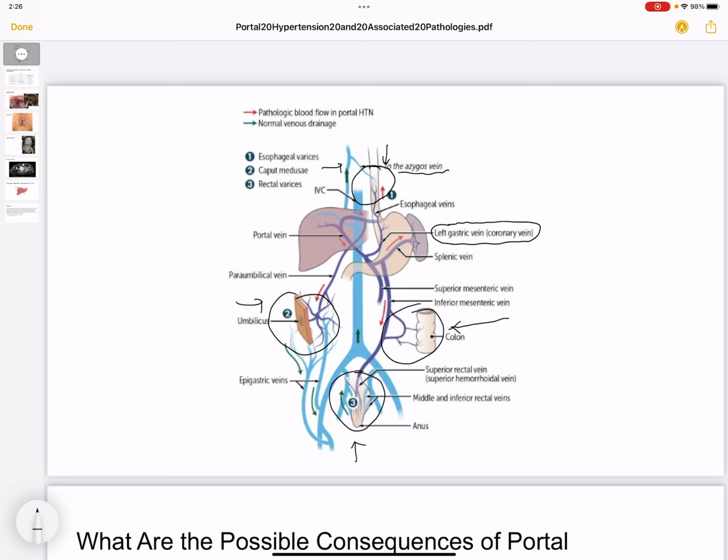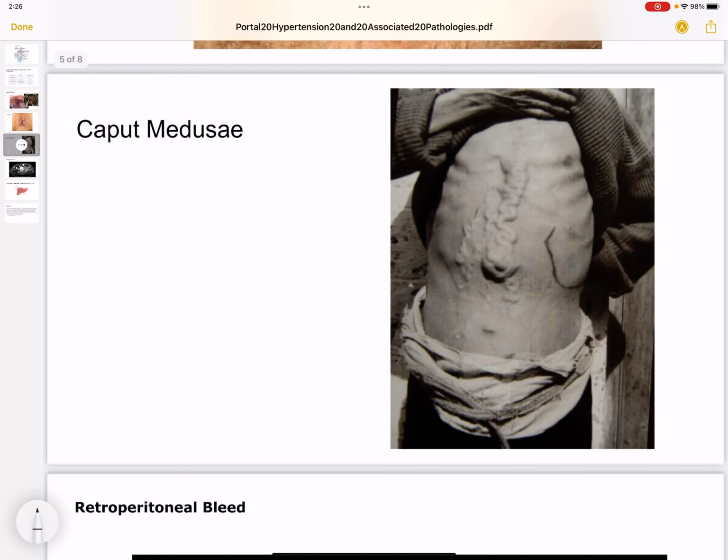Now, if you take a look at our second location, we have the umbilical veins in our portal system that are communicating with the superficial epigastric veins of our systemic circulation. And with portal hypertension, we're going to have that flow of blood from the umbilical veins into our superficial epigastric veins. And this is going to result in caput medusae. And we see the caput medusae over here.